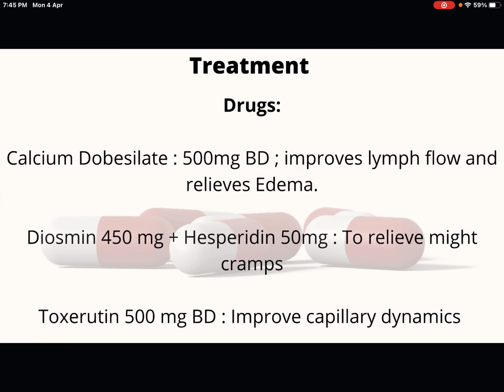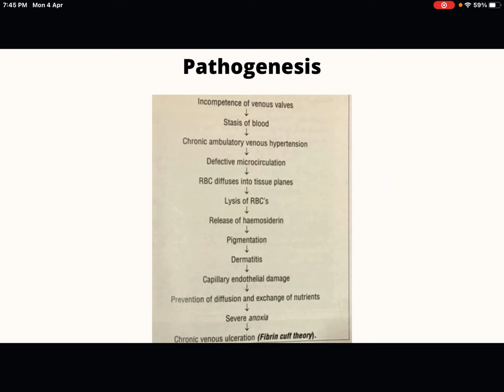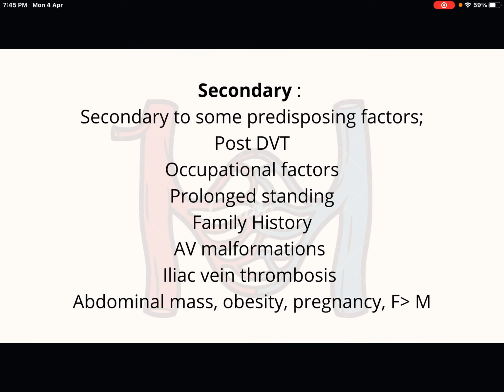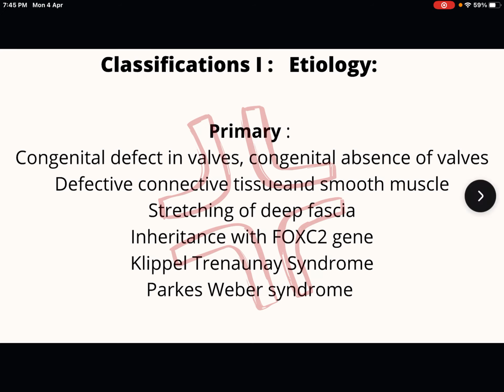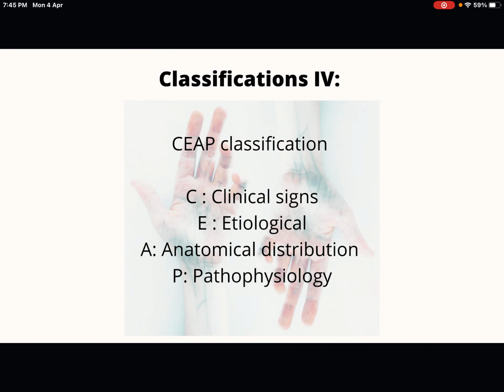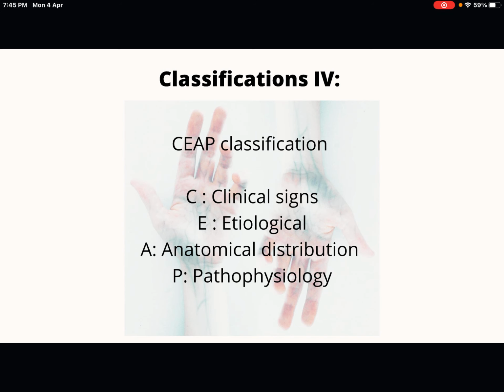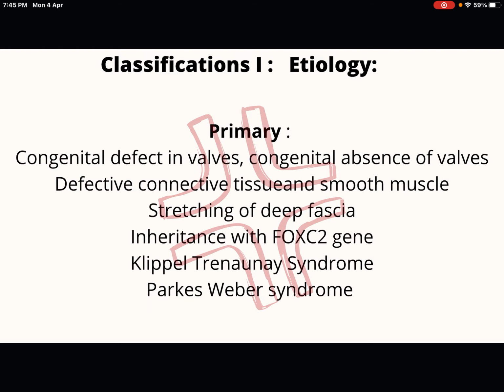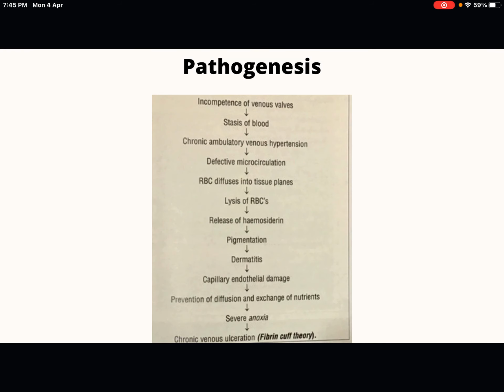I know it's a lengthy module. I guess it's clear now what you have to write for varicose veins. First, write what a varicose vein is: a dilated, tortuous vein with defective walls. Then write about the classification. If you don't remember it, you can go for the CEAP classification. It is not necessary to write everything about CEAP; you can just mention clinical, etiological, anatomical, and pathophysiological. Then for etiology, write the causes, primary and secondary. Then you can mention pathogenesis if you want.